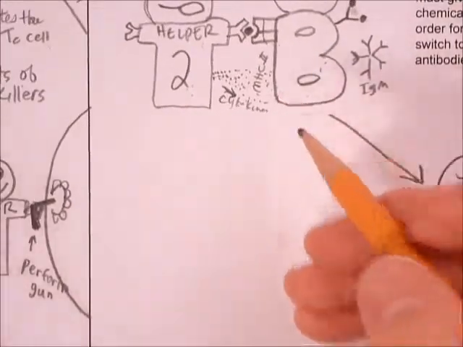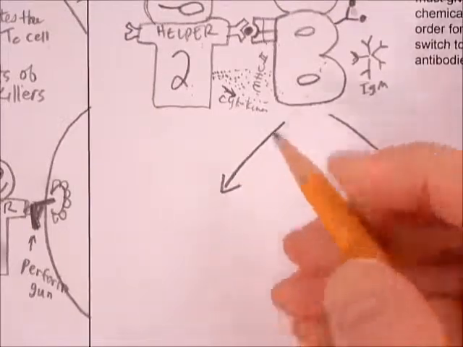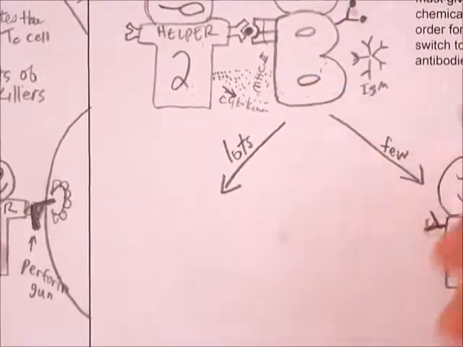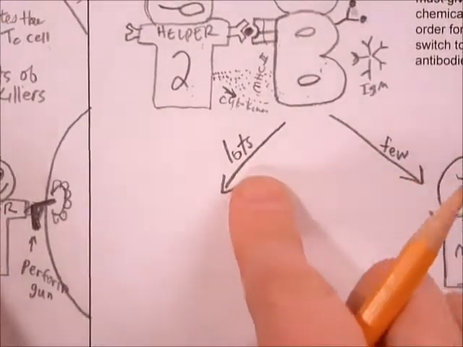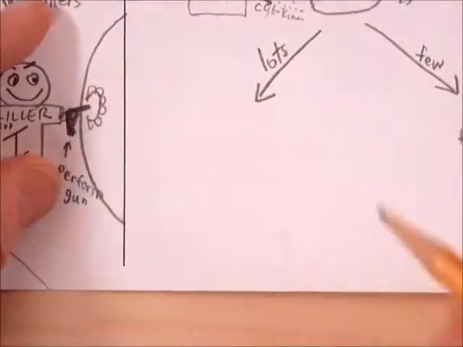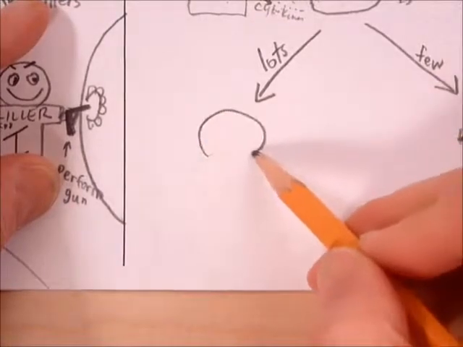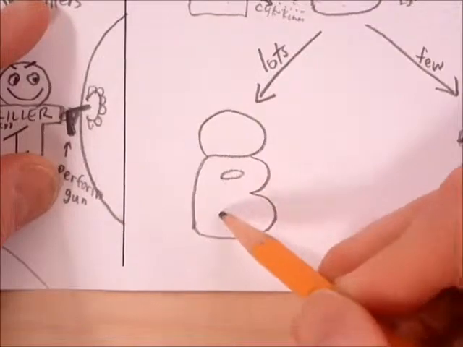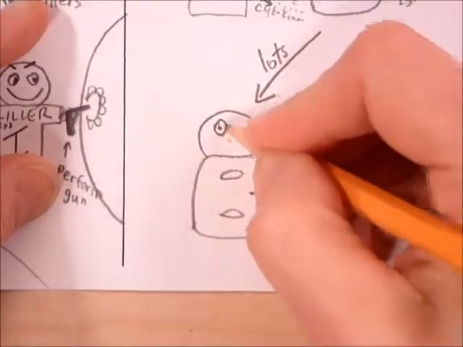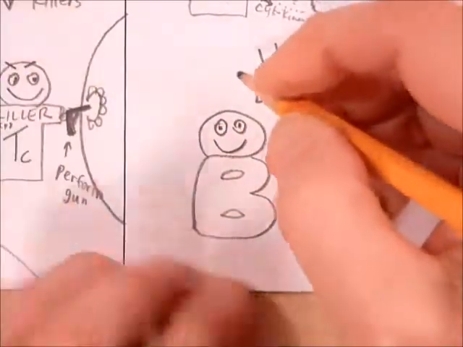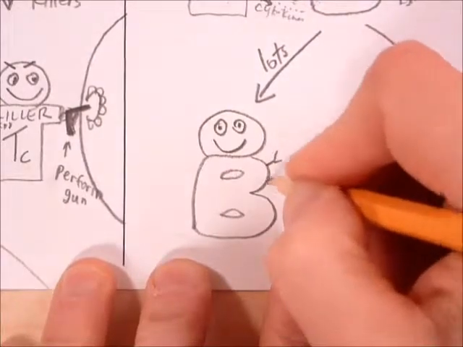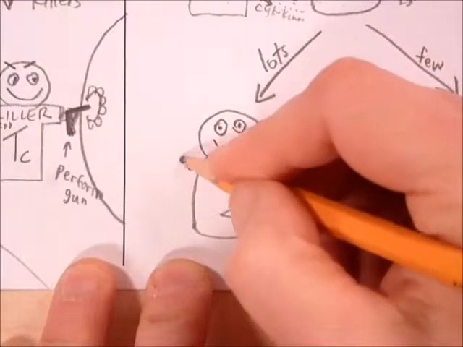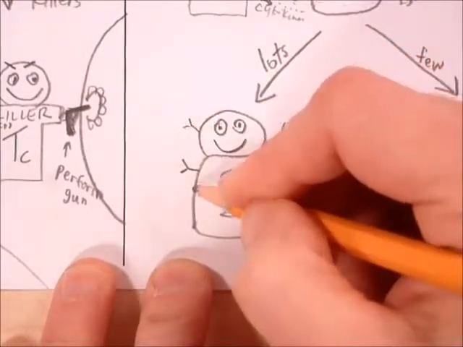But most of the guys are going to go this direction. Lots. And this is just a few. Few this direction, most there. And what's he going to do? He's going to be the happiest little B cell factory. He's all happy. And he is producing, or she, antibodies. And this time, they're actually going to come off.